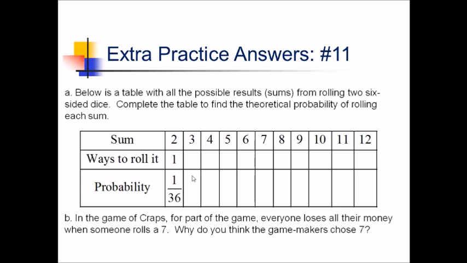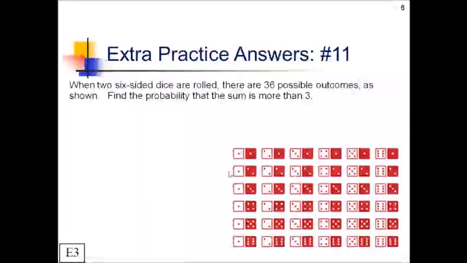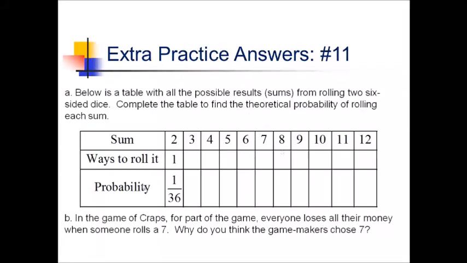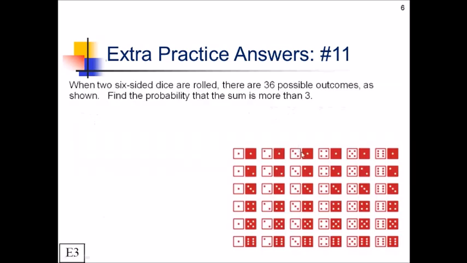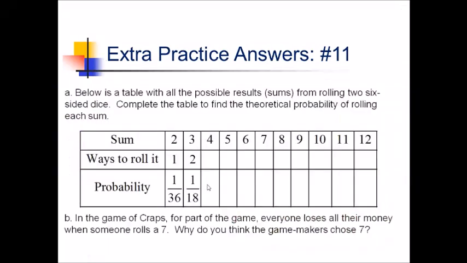All right, rolling a 3. So if we look back at our table here, we've got a 1 and a 2 or a 2 and a 1. That's 2 different ways to do it. And 2 over 36 reduces to 1 over 18. Rolling a sum of 4, you could do a 1 and a 3, a 2 and a 2, a 3 and a 1. So that's 3 different ways to do that. 3 out of 36 is going to be 1 out of 12.